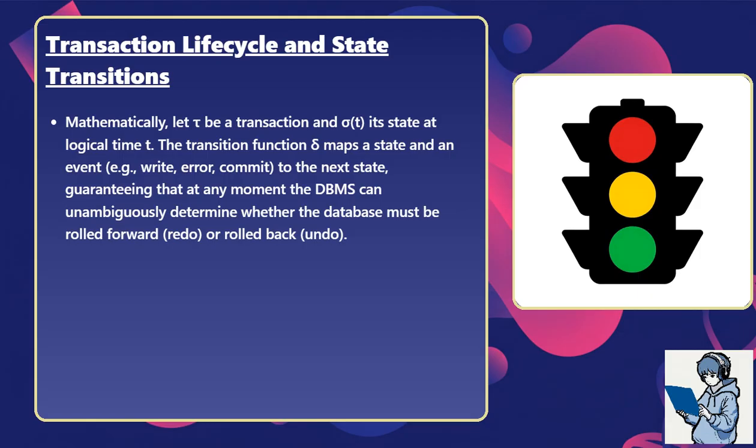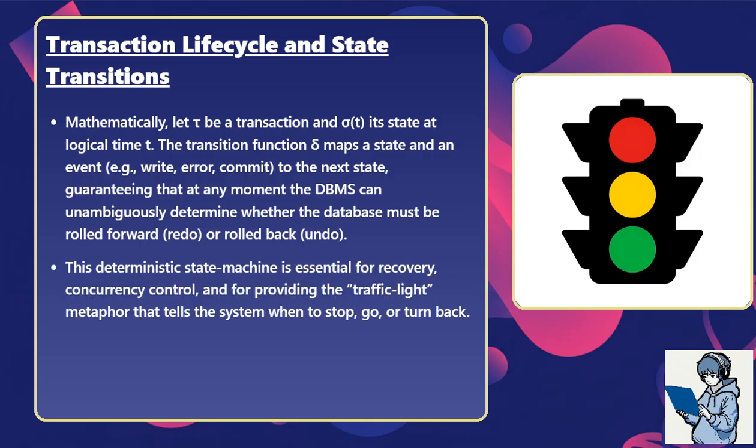Mathematically, let τ be a transaction and σ(t) its state at logical time t. The transition function δ maps a state and an event, such as write, error, or commit, to the next state, guaranteeing that at any moment the DBMS can unambiguously determine whether the database must be rolled forward (redo) or rolled back (undo). This deterministic state machine is essential for recovery, concurrency control, and for providing the traffic light metaphor that tells the system when to stop, go, or turn back.